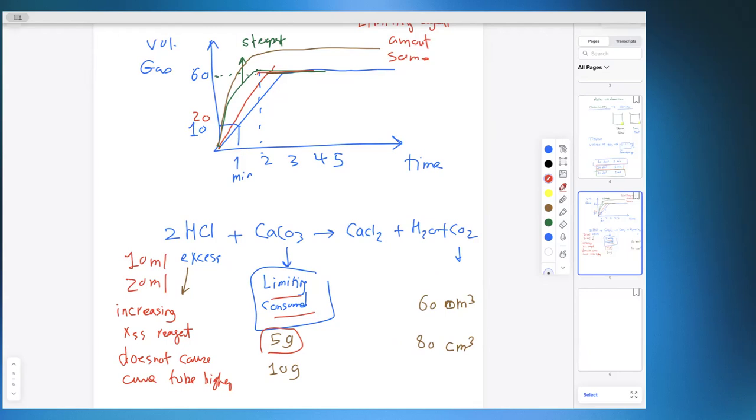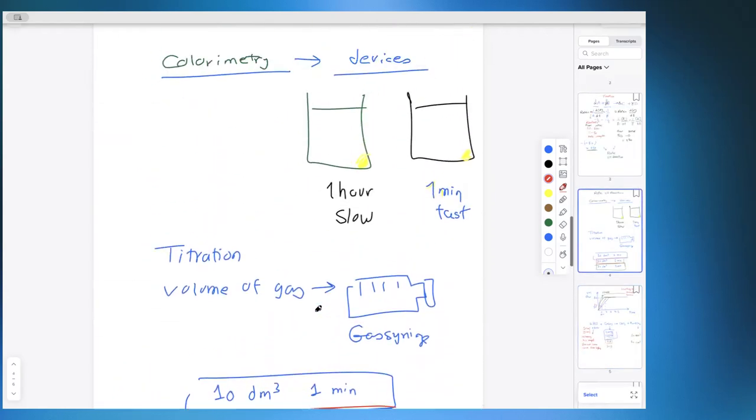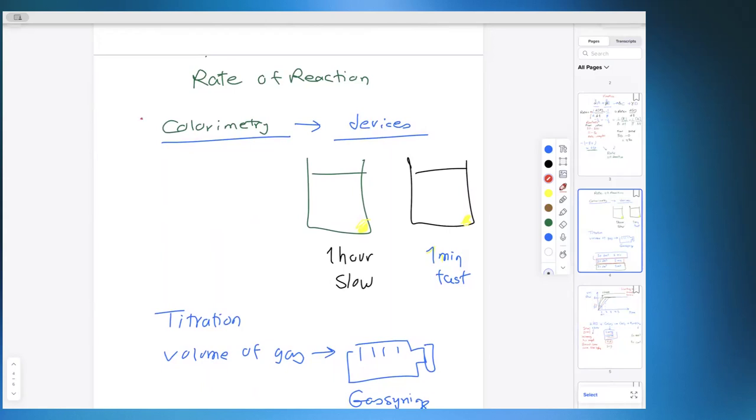The reaction time does not depend on the excess reagent. It depends only on the limiting reagent. If the limiting reagent is finished, the reaction is finished. The last thing, after the measurement by titration, by calorimetry, or by the volume of the gas, is the pH.